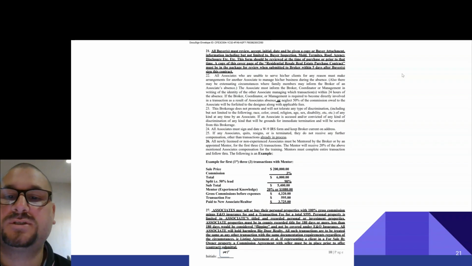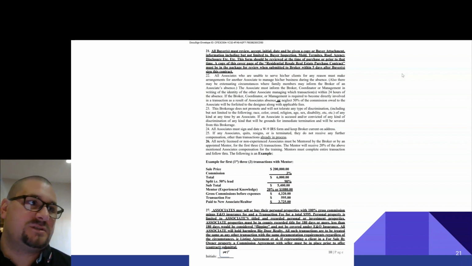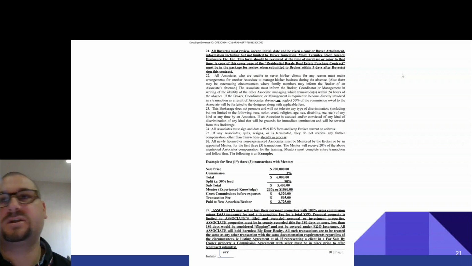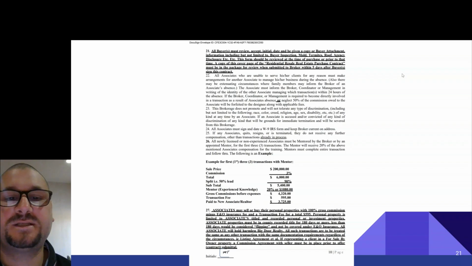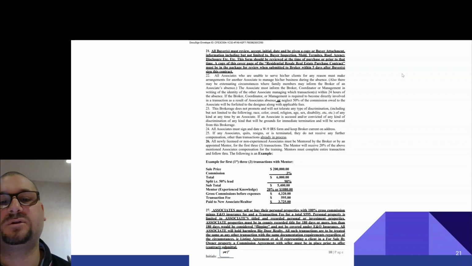The mentor will receive 20% of the above-mentioned associate's compensation for the training. So for your first 3 transactions, whatever they are, your mentor gets 20% of what you make, right? You get 80. Mentors must complete the entire transaction and follow through. The following is an example. So here's the example for the first 3 transactions with a mentor.